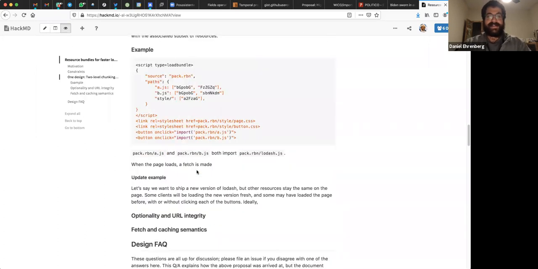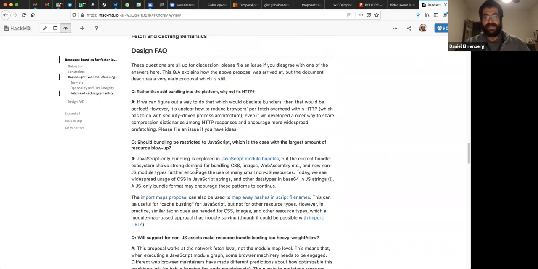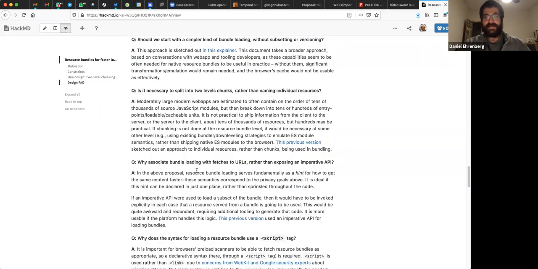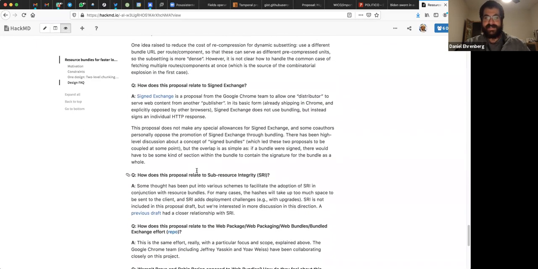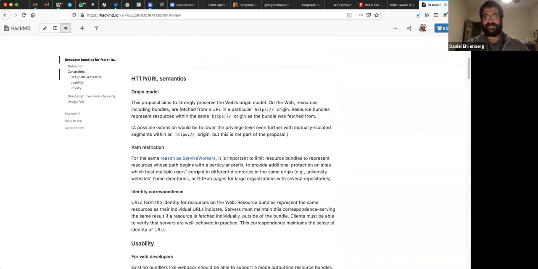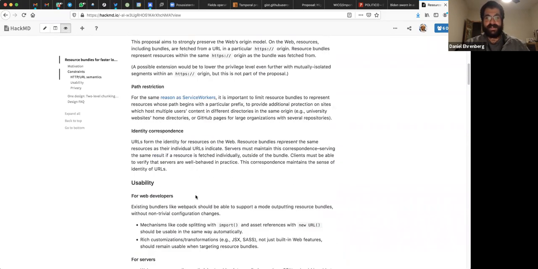So I have barely started to sketch the solution. And then I have a long FAQ of various design decisions that I made but didn't sketch out above. Do people have thoughts about the motivation and constraints?